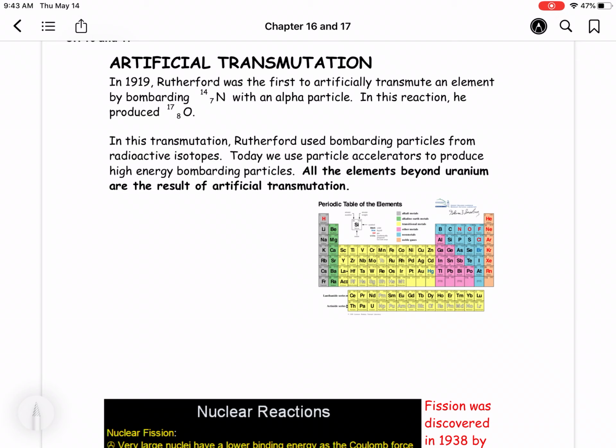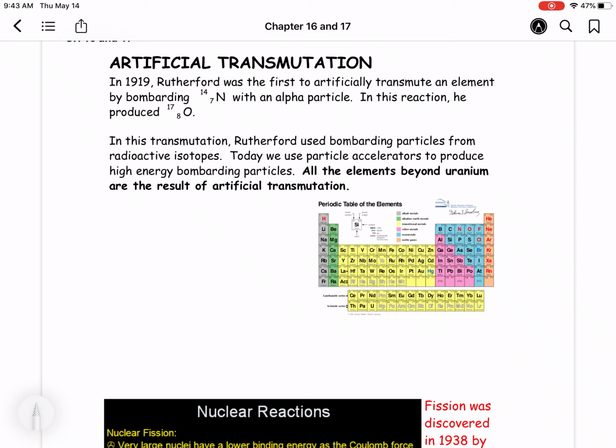And so what they started doing is bombarding these things with high energy particles. Rutherford used radioactive isotopes, but today we use particle accelerators. And what we do is we shoot things.